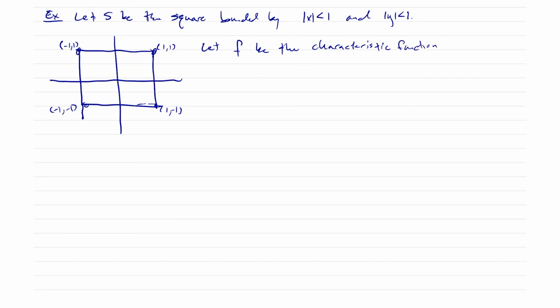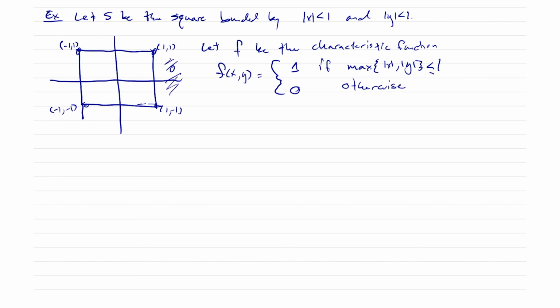So again, a characteristic function is a function that takes the value 1 inside the square. So f of (x, y) is equal to 1 if the maximum of the absolute value of x, comma, absolute value of y is less than or equal to 1, and 0 otherwise. So our function is 0 out here, and is 1 in here. Okay.